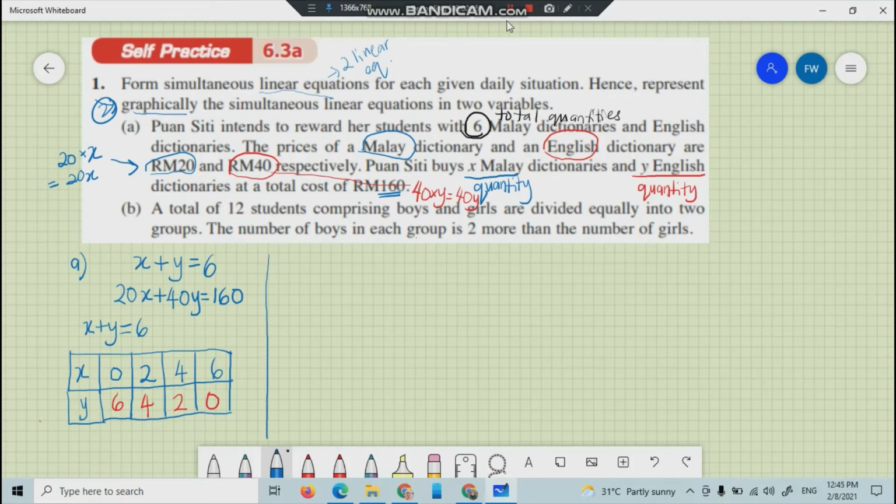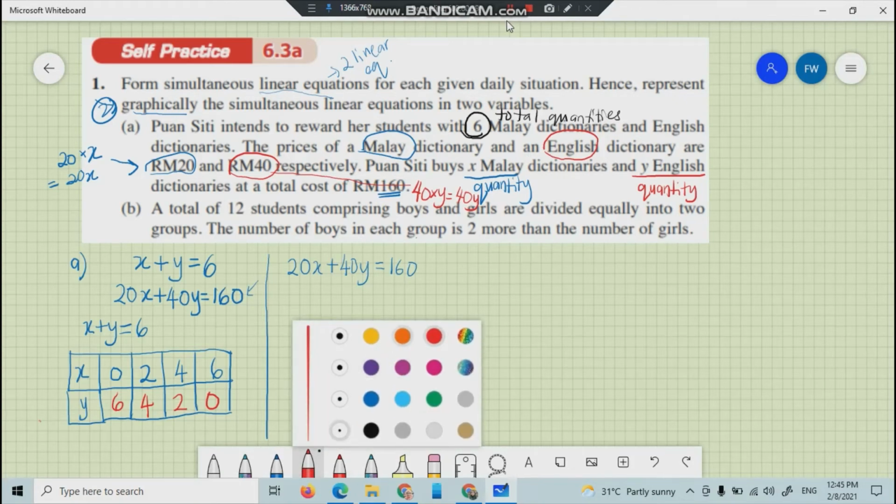We move on to our second linear equation. We have done with x plus y equals 6. So we need to do our second table for the second linear equation, which is 20x plus 40y equal 160. If we have this kind of numbers, which is quite big for us to create a simple table, we can simplify our linear equation by dividing with 20.